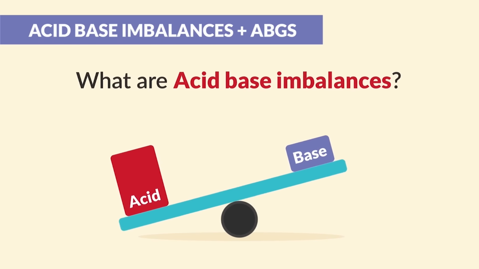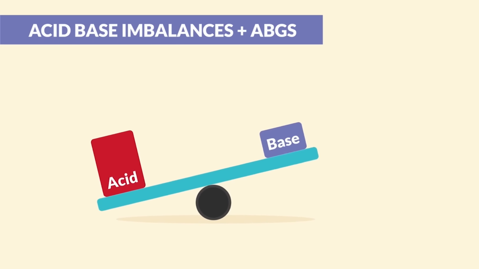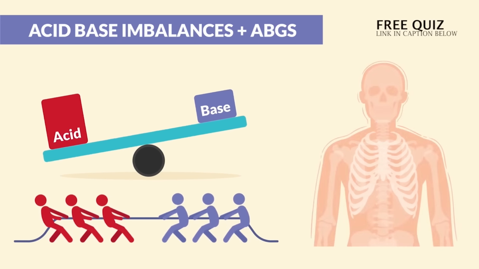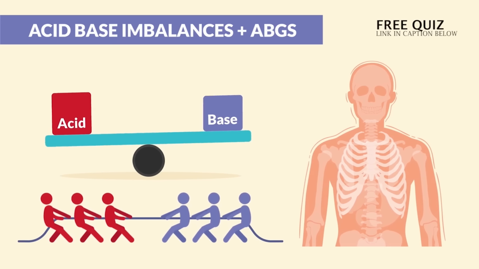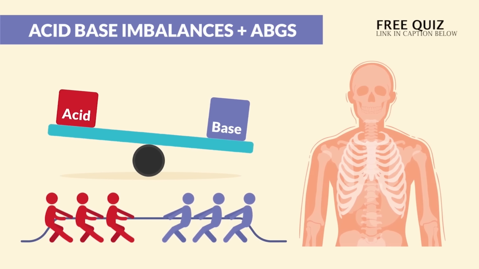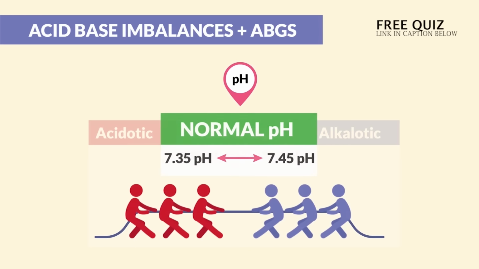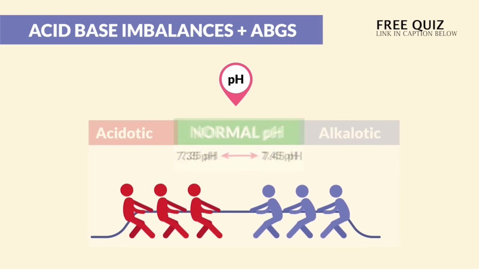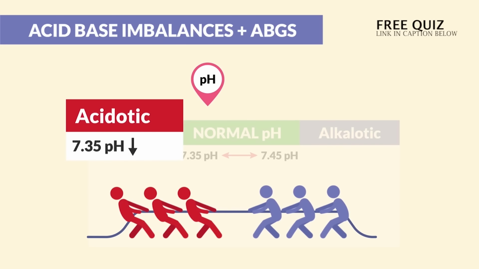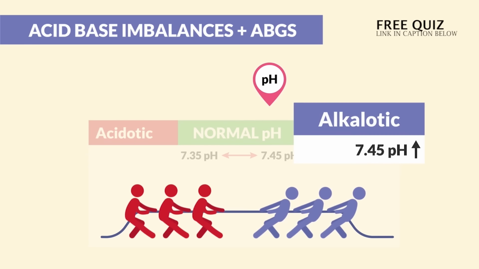So what are acid-base imbalances? Well, it's just the balance of acid and base of the body, kind of like a tug-of-war. The body loves to keep these in balance, measured in blood via the pH. So normal pH is 7.35 to 7.45. Too low, under 7.35, we become acid. Basically, the body goes into acidosis. And too high, over 7.45, we become more base. The body goes into alkalosis.